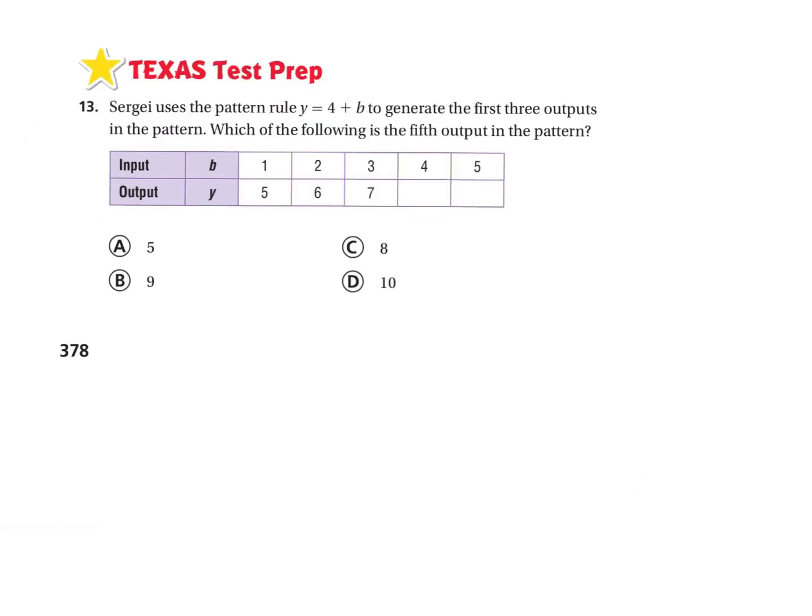All right, the last one here is just something else out of the book that I pulled as a test prep question. This is pretty close to what you guys would be seeing on your STAR test. And it's a picture here. Before we read it, I could just tell it's kind of like what we did on the last page where we're trying to complete a table. And so this one says, Sergey uses the pattern rule y equals 4 plus b to generate the first 3 outputs in the pattern. Which of the following is the 5th output in the pattern?